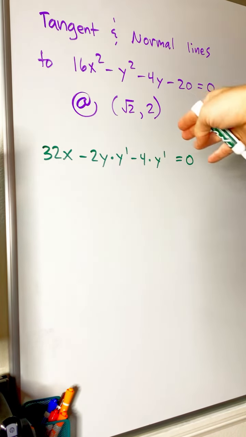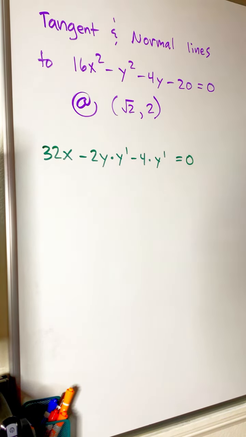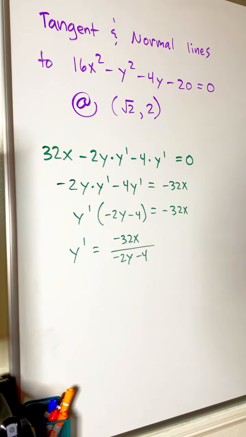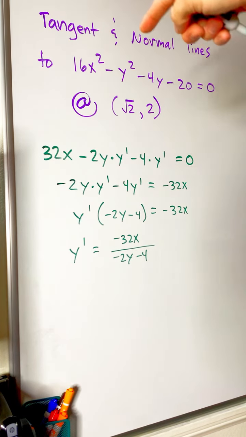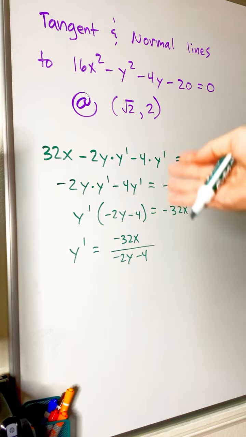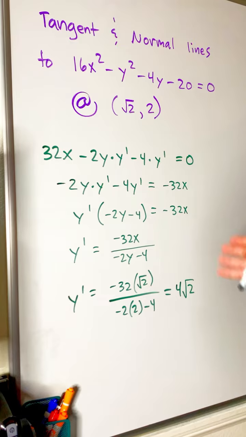And I did that for these guys. This is what I got. Why don't we get y prime alone? So y prime has been isolated. And now what you want to do is take your point, take the x and the y, and plug them in for the x's and y's here in your derivative. So this number here, this 4 square root 2, that's the slope.